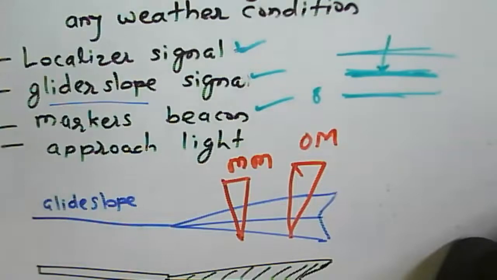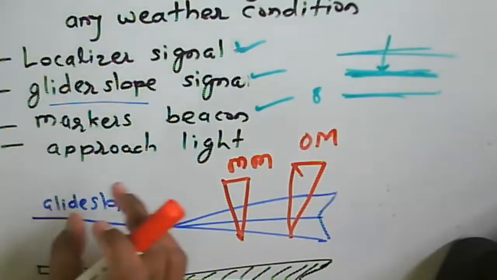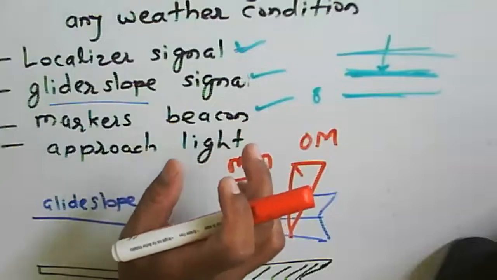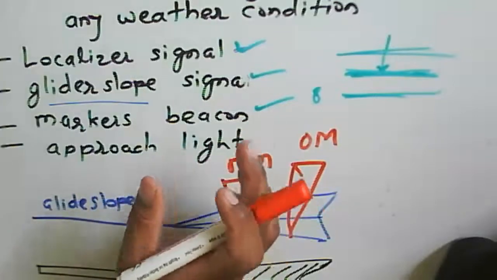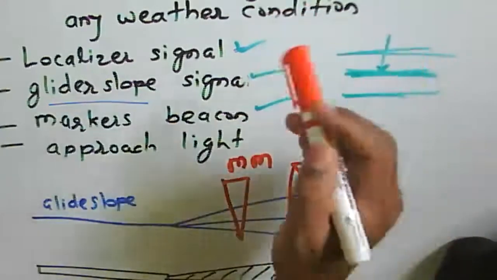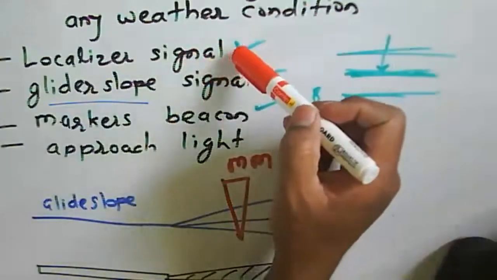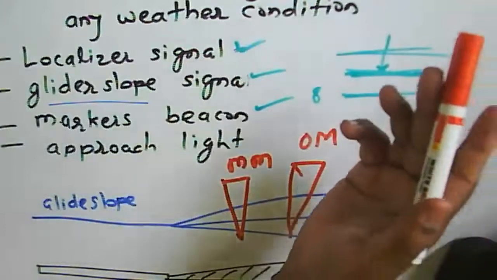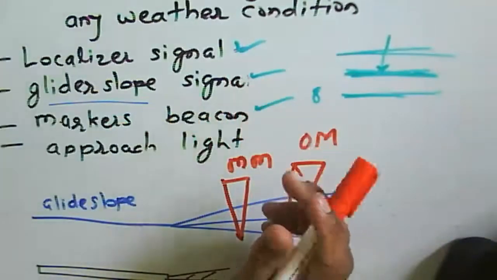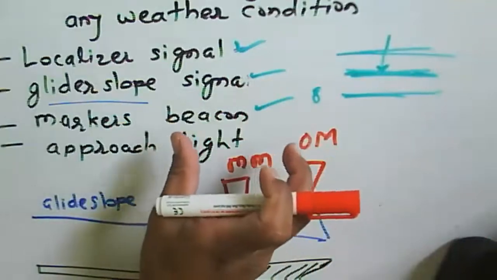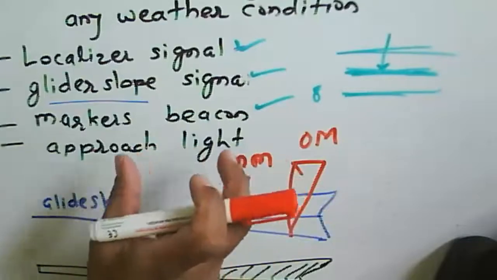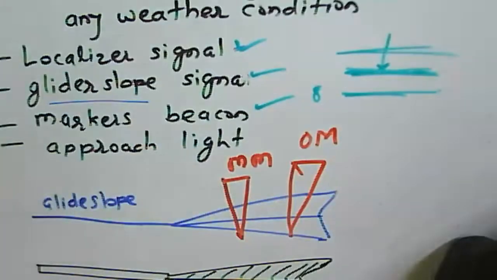And then we have the marker beacon here. That marker beacon is useful for the altitude. A localizer signal is providing you the lateral information, and the marker beacon is useful for the information in terms of altitude. So this one is useful for checking the altitude there.